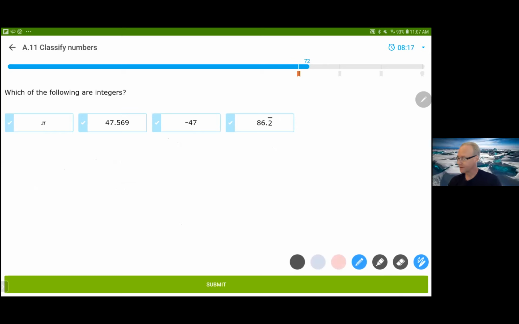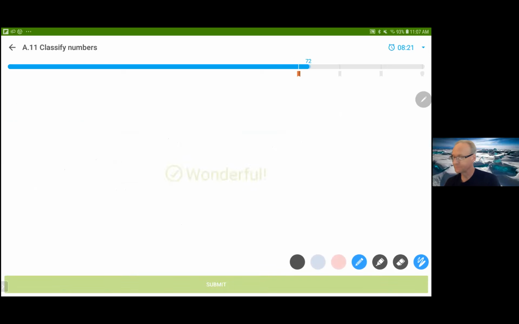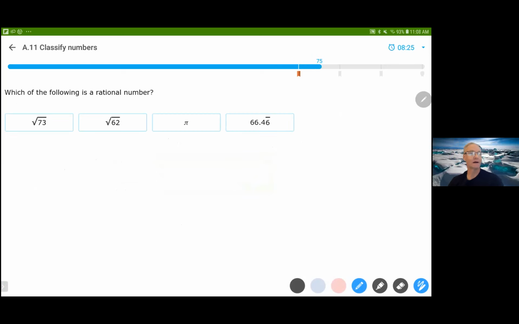Which of the following are integers? We've got a negative 47, and that is it. I'll go a little faster. Sorry, it's taking so long.